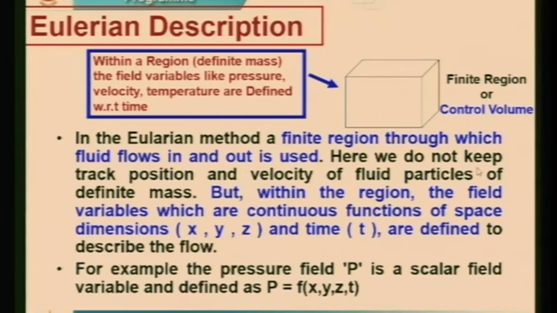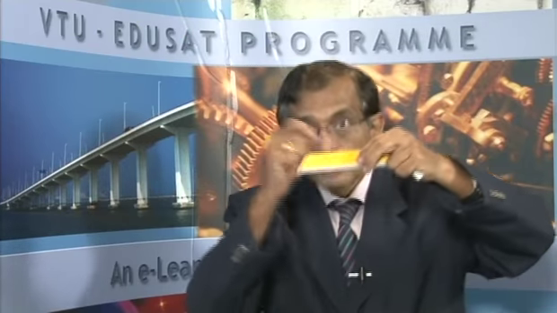Here we do not keep track of the position and velocity of fluid particles of definite mass, but within the region the field variables are continuous functions. For example, if you take pressure, it will be a function of x, y, z and time. I would like to know all the particles within this duster, how they are doing with respect to time, but my domain is fixed. So that is called Eulerian description.